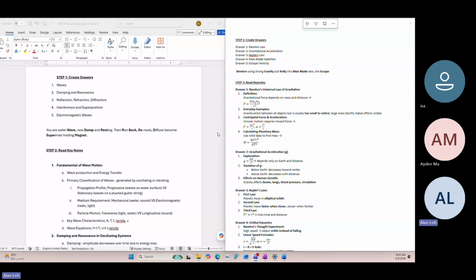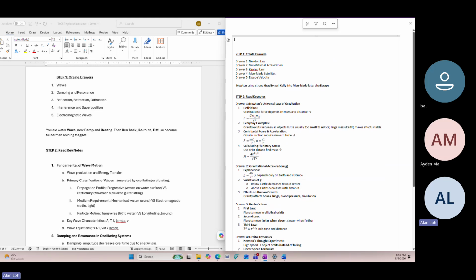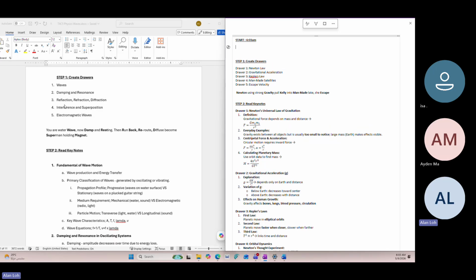Today is gravitation for Xingling. It is Form 4, Chapter 3. Form 4 is equivalent to year 10 or grade 10. So let's start with chapter 1. Step 1. Okay. Starting time. So step 1 is create drawers. We have 5 drawers that we need to create over here.